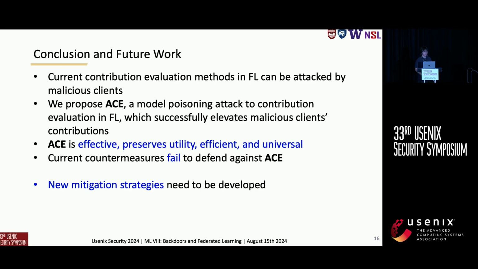In conclusion, we find that current contribution evaluation methods in federated learning can be easily attacked by malicious clients. To do so, we propose ACE, a model poisoning attack on contribution evaluation in federated learning, which can successfully elevate the malicious client's contributions. From our experiments, we show that ACE is effective, preserves utility, is efficient, and is quite universal. We also show that current countermeasures may fail to defend against ACE. That's why new mitigation strategies may need to be deployed as future work.